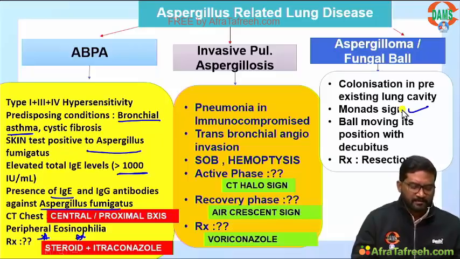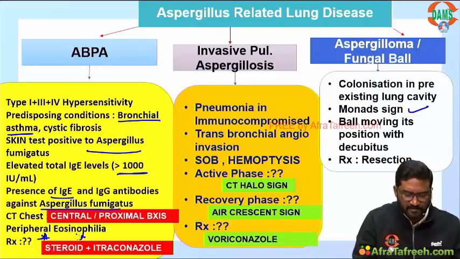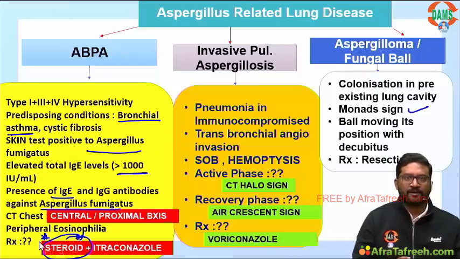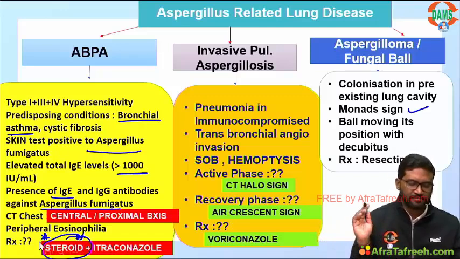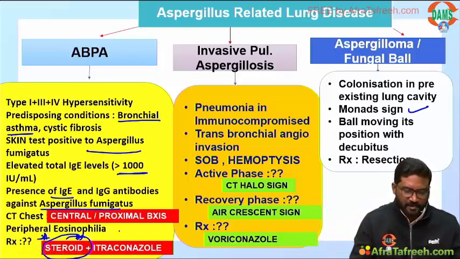See, the main treatment in ABPA is not voriconazole, is not itraconazole. Main treatment is steroid. See, what is main, you are not focusing. What is accessory, you are fighting. Yes, peripheral eosinophilia will be seen in ABPA. It is written. What else do you need?